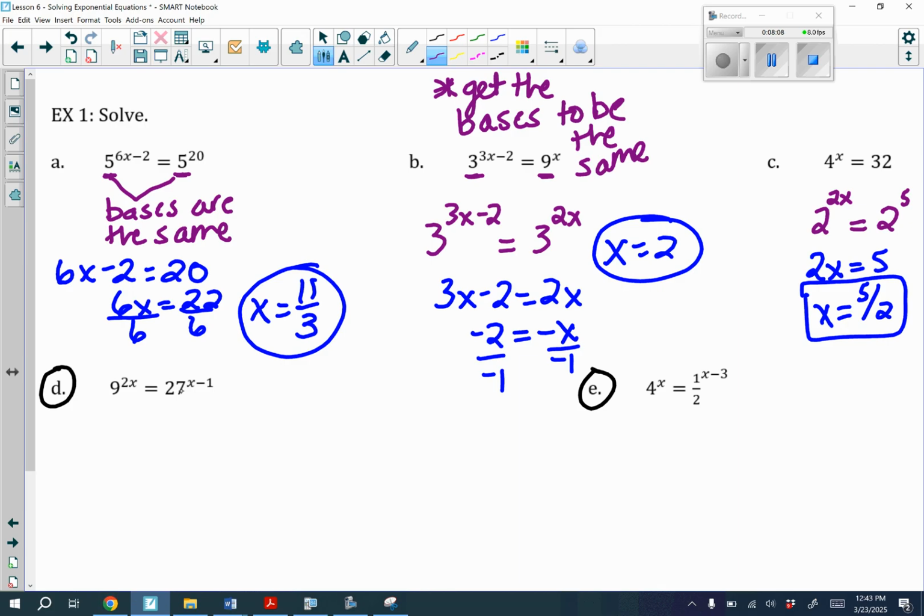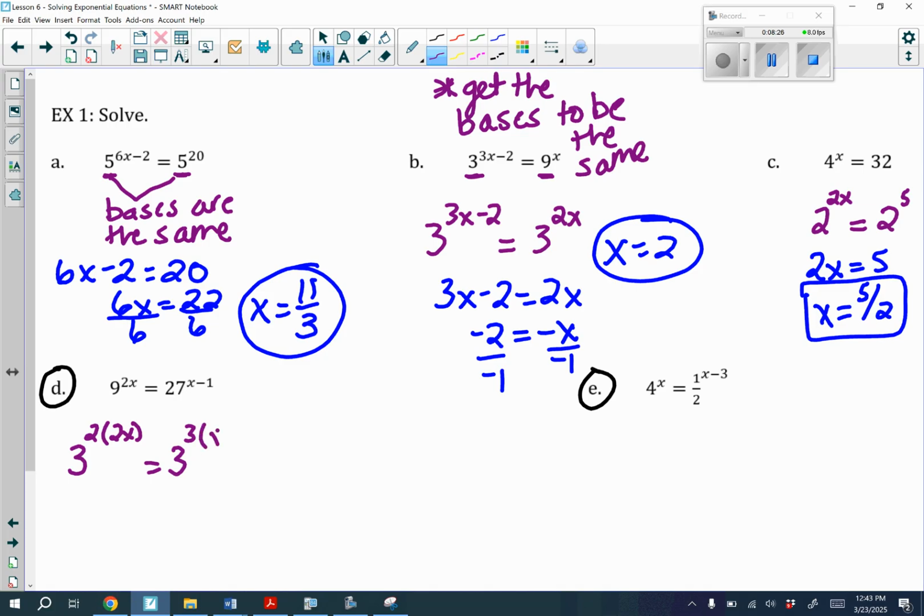You would actually get the same answer. But I'm going to change them to be both 3s. So 3 squared, as stated, is another way of saying 9. And then I do have this 2x, so I'm going to multiply that. Going to change the 27 to a 3, but remember 3 cubed is another way of saying 27.